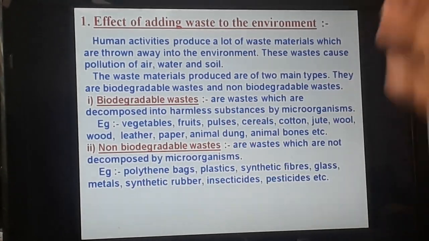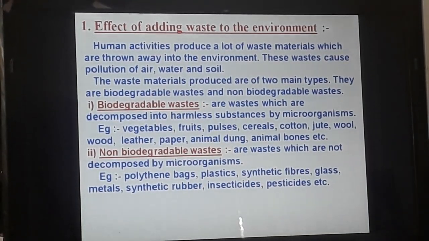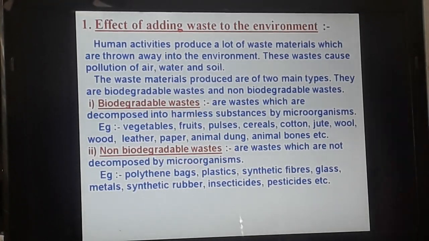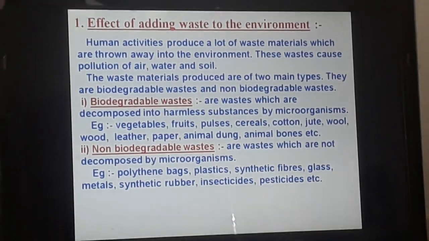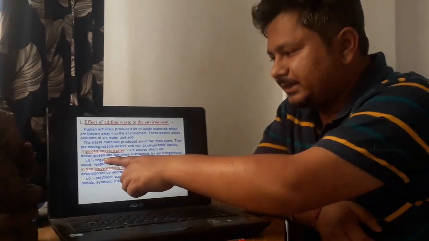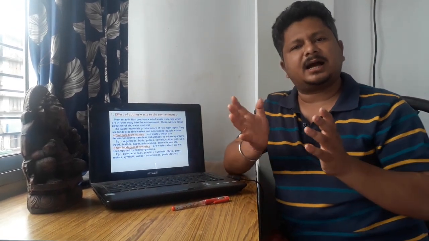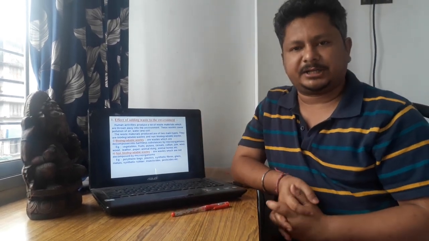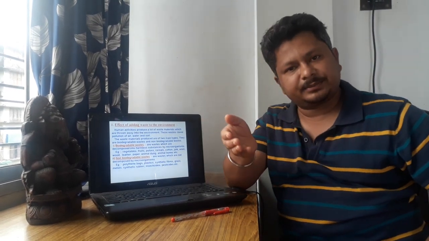Whether it is a plant product or an animal product, all are biodegradable in nature. You can see the definition here. They are the wastes which are decomposed into harmless substances. As I have just told you, they are converted into harmless substances. They get mixed up in the environment, in the soil. Everything is done by the natural microorganisms of nature. So these are the examples: vegetable waste, fruit waste, cloth waste, leather, paper, animal dung. All these are plant or animal products, and they are converted into harmless substances by the natural microorganisms. So that is the meaning of biodegradable waste.